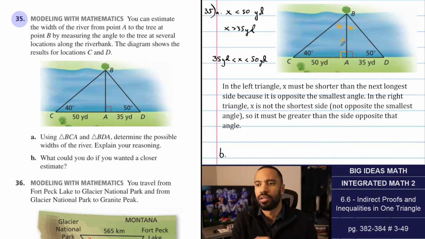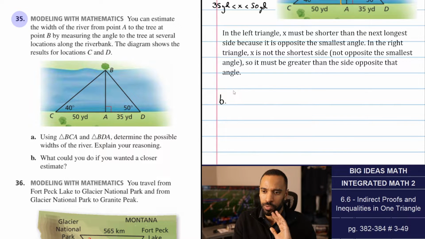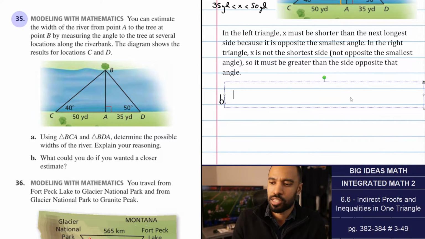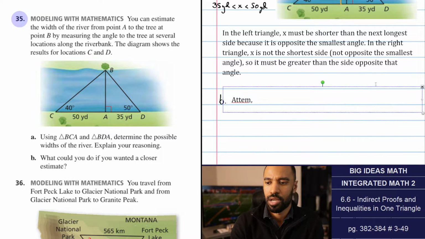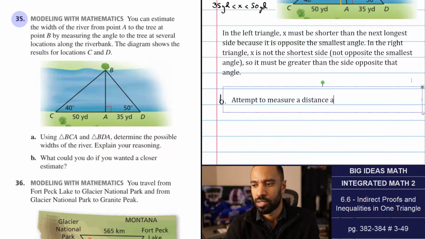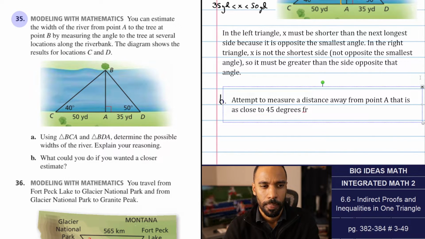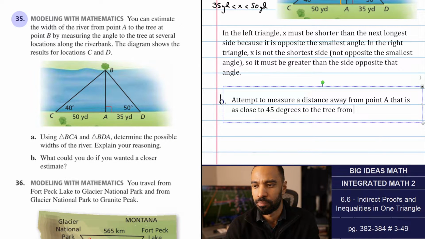Oh, okay, yeah. As long as you're allowed to measure these points, what do they say? Measuring the angle to the tree at several locations along the riverbank. So you'd want to attempt to measure a distance away from point A that is as close to 45 degrees to the tree from some location.